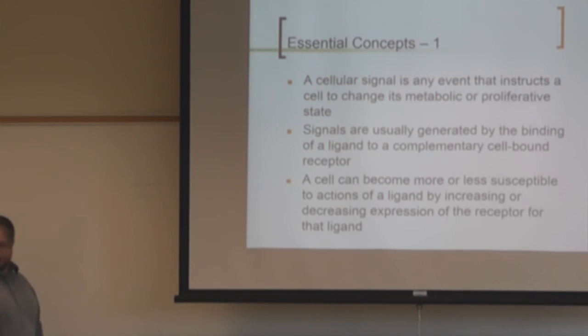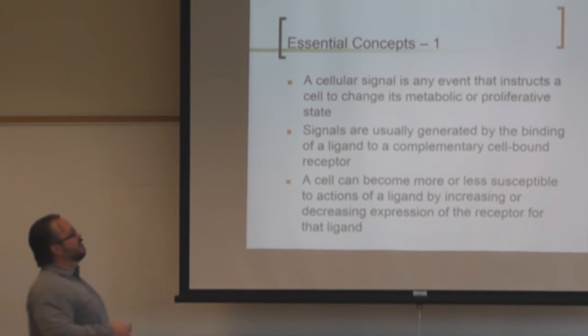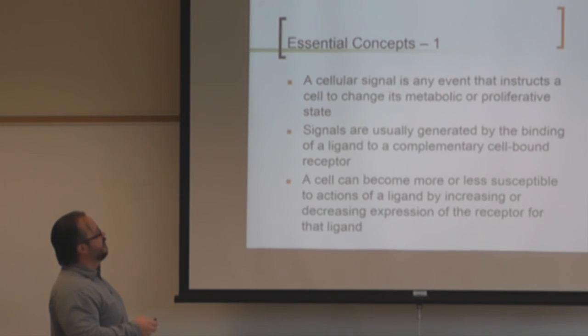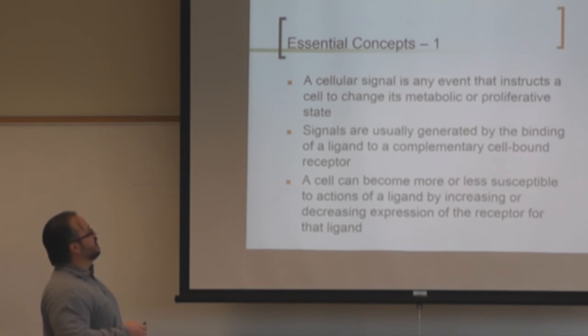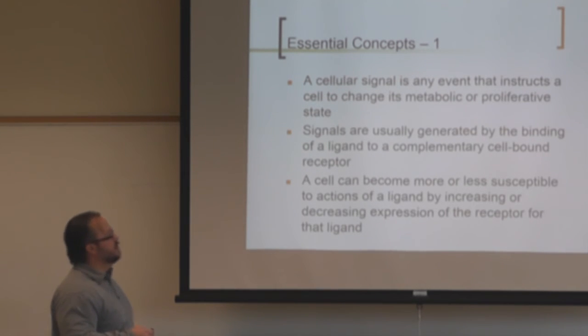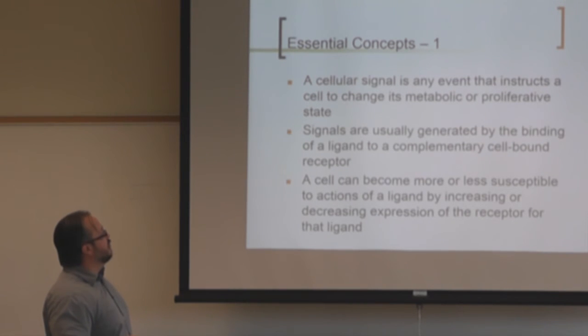First thing I really want people to know is you have a cellular signal. It is basically any event that instructs the cell to change its metabolic or proliferative state. So in this case, T cells, B cells, other immune cells, even dendritic cells, the antigen-presenting cells.